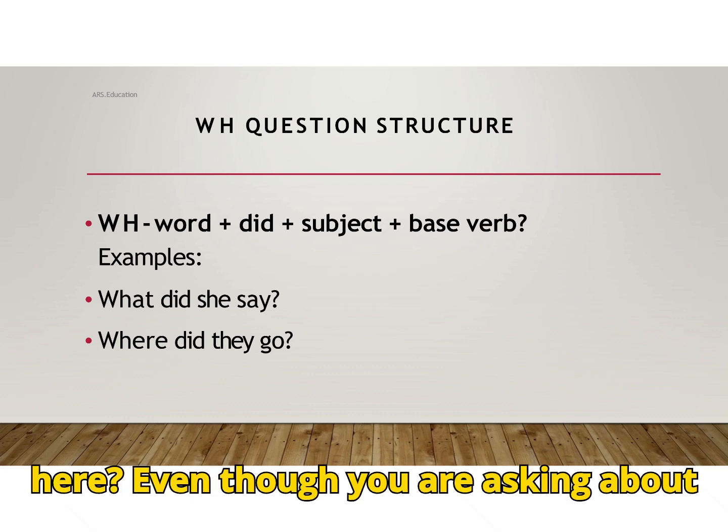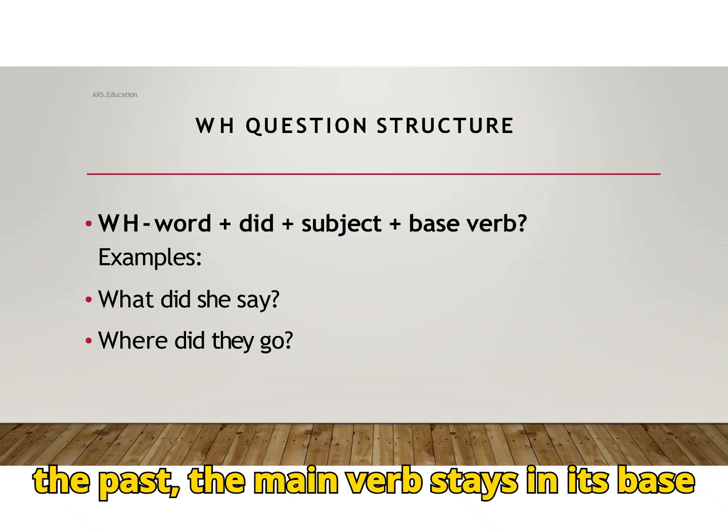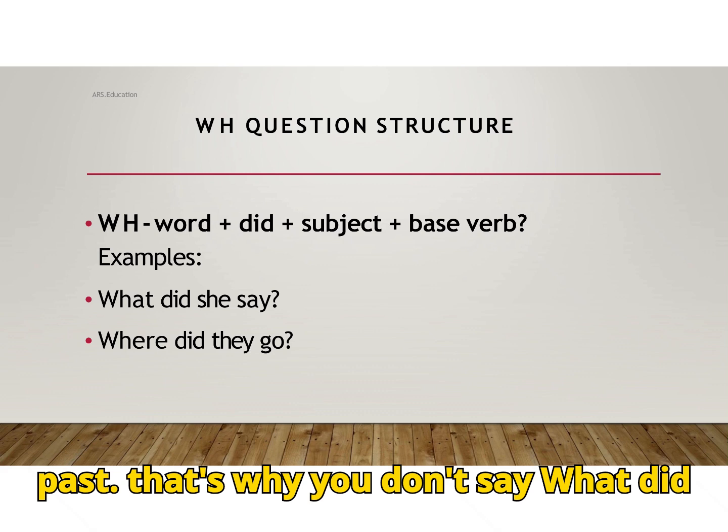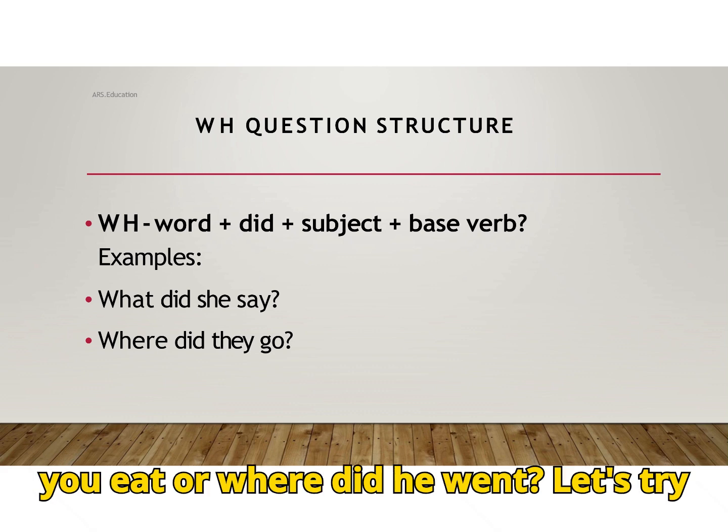Notice something important here. Even though you're asking about the past, the main verb stays in its base form because "did" is already showing the past. That's why you don't say "what did you ate" or "where did he went."